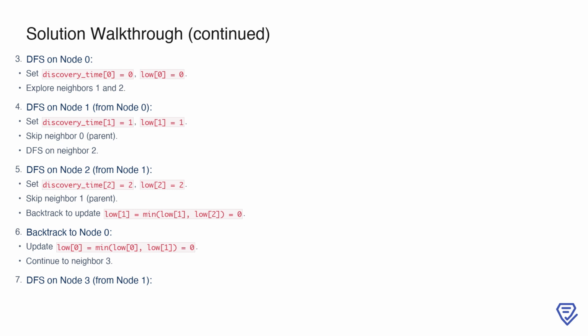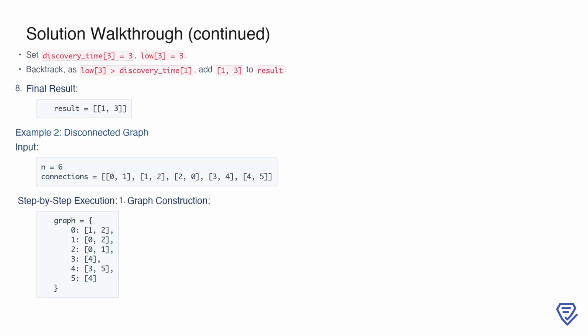At this point, we continue exploring node 0's other neighbor, node 3. At node 3, we set its discovery time and low value to the current timestamp, which is 3. Since node 3 has no unvisited neighbors apart from its parent, node 1, we backtrack and compare its low link value with node 1's discovery time.